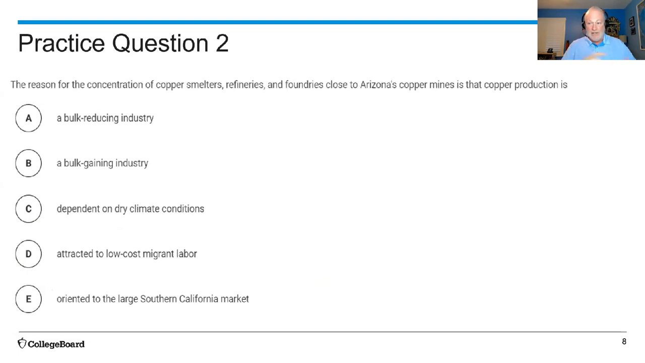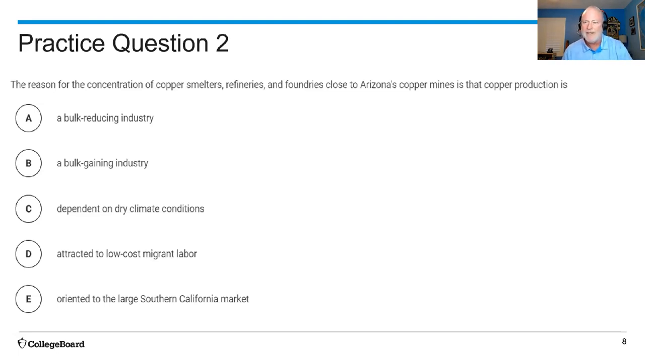Okay, let's go to this question. The reason for the concentration of copper smelters, refineries, and foundries. Now, those are big words. Sometimes, especially if you're a freshman taking this class, kids will say, well, what's smelting and what's refining and what's a foundry? Basically, this is when they're processing the metal, right? So if you take copper out of the ground, we use copper all the time in things like wiring, in electronics. Copper is a conduit, right? It's going to allow the flow of electrical current.